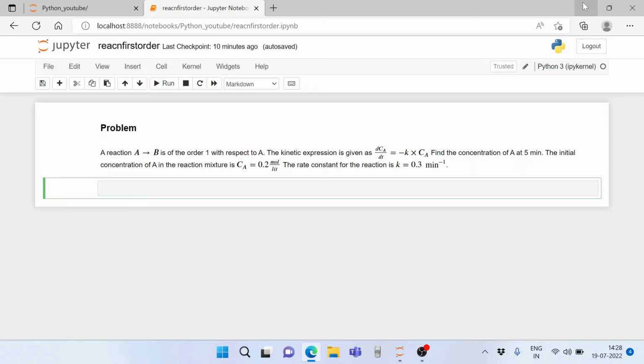Now, the time in the expression dCA/dt is in minutes. It's evident from the unit of K. And the unit of concentration is moles per liter. This is a first order reaction, and we need to find out the concentration of A at 5 minutes. The concentration of A falls as the reaction proceeds.